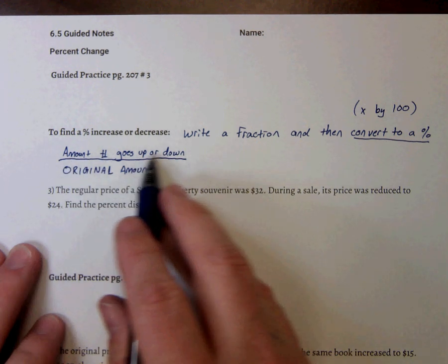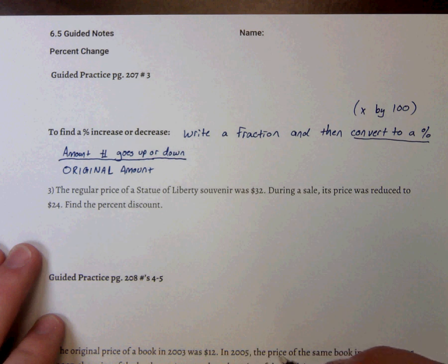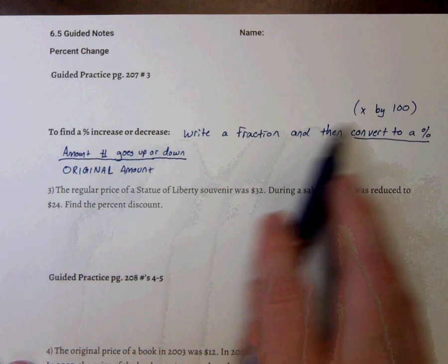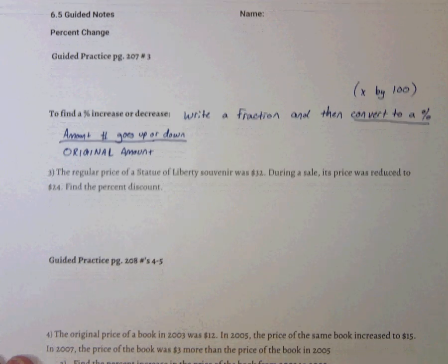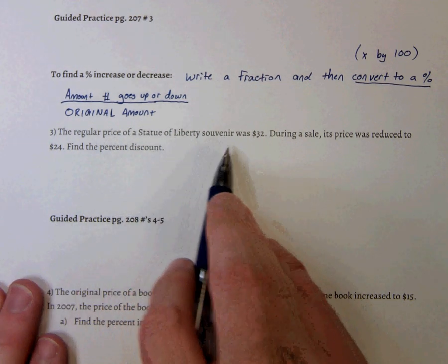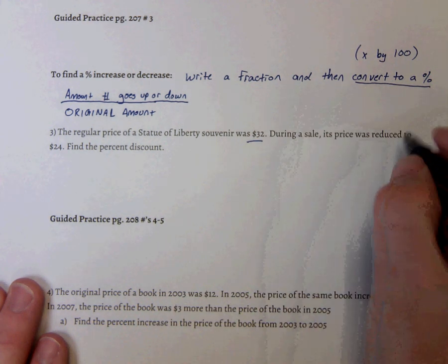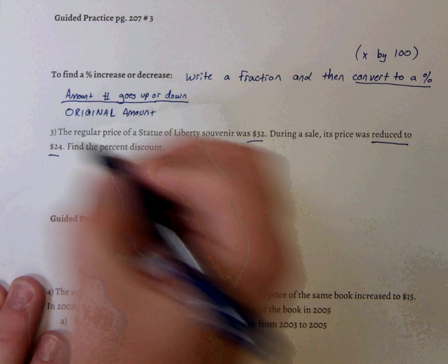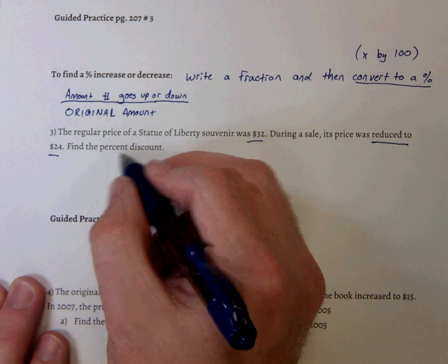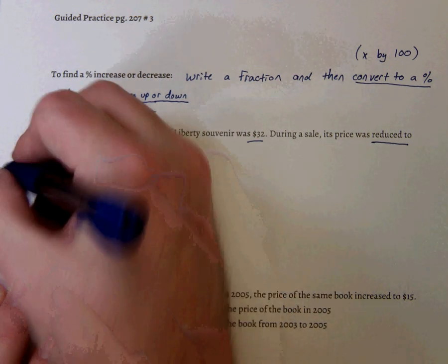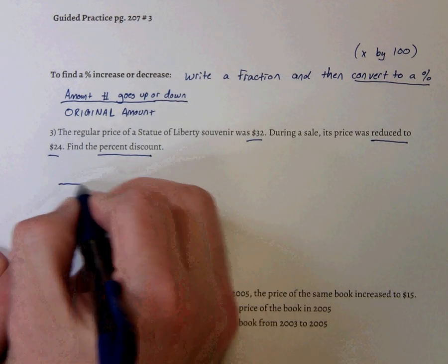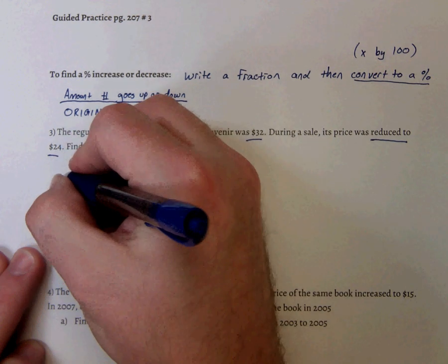Alright, so our practice problem for this. The regular price of a Statue of Liberty souvenir was $32. During a sale, it's going to be reduced to $24. So it was $32, it went down to $24. We're going to find the percent discount. Because we want to find a percent discount, we're going to start with a fraction. Our numerator is the amount it goes up or down. Our denominator is the original amount before it changes.